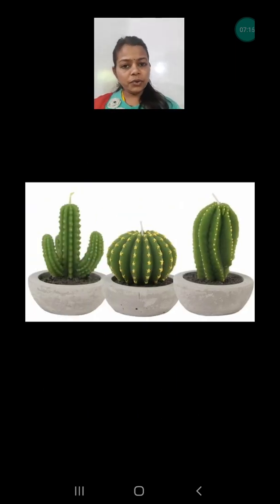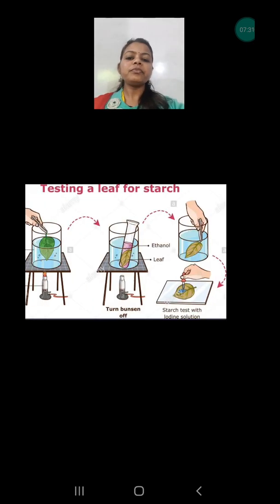Cactus is although green in color and it has chlorophyll, but still it is considered an unusual plant. Why? Because generally photosynthesis happens in the leaf, but in the cactus photosynthesis happens in the stem, because only there the chlorophyll is present, okay.